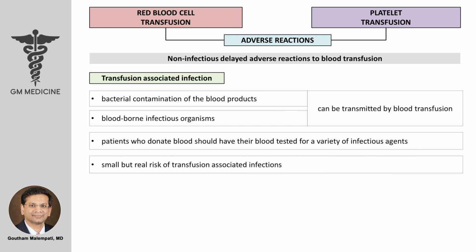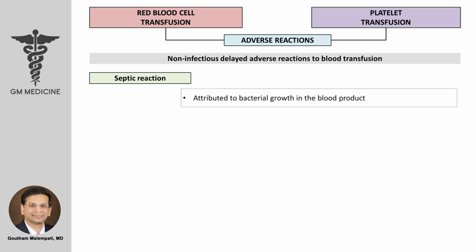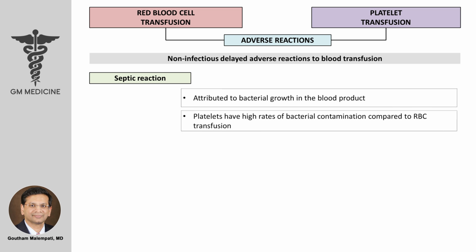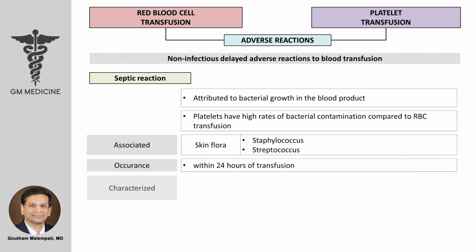There are small but real risks of transfusion-associated infections. Septic reaction. Sepsis from transfusion is attributed to bacterial growth in the blood product. Platelets have high rates of bacterial contamination compared to red blood cell transfusion. It is most commonly associated with skin flora such as Staphylococcus and Streptococcus. Symptoms typically occur within 24 hours of transfusion and is characterized by fever associated with chills and rigors.